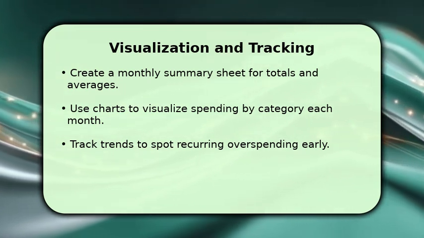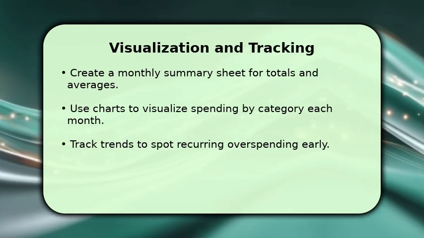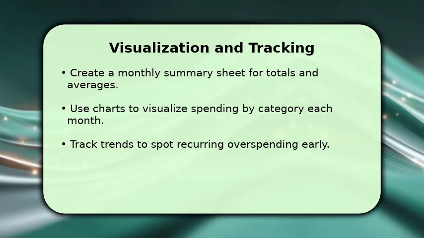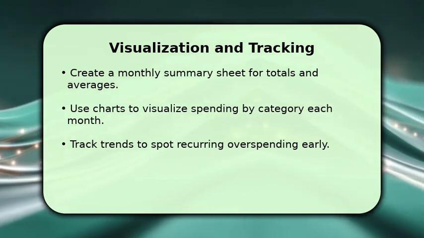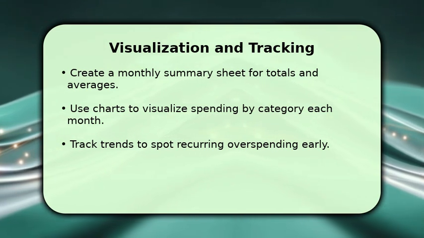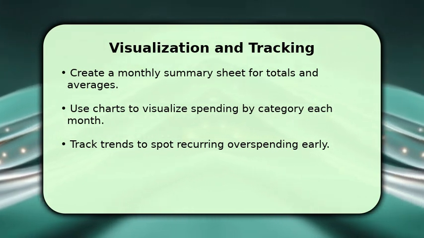Use sparklines for compact trend views inside cells and conditional formatting to highlight sudden spikes. Set a simple review routine to scan charts weekly, which helps catch recurring overspending and keeps your budget working for your goals.